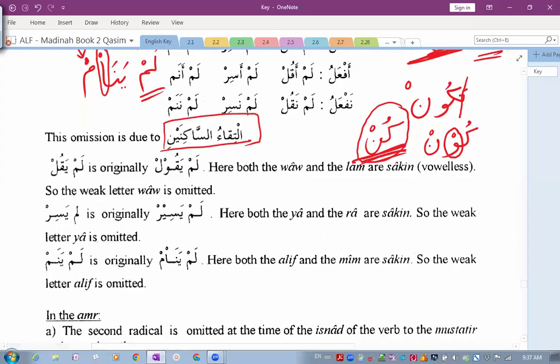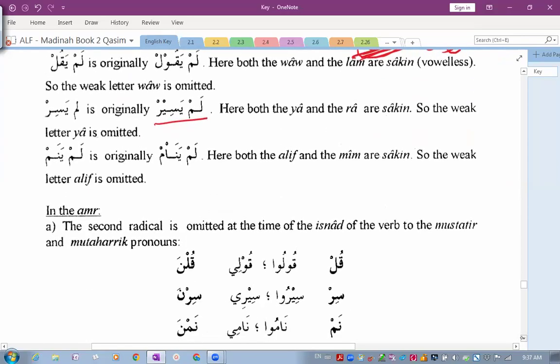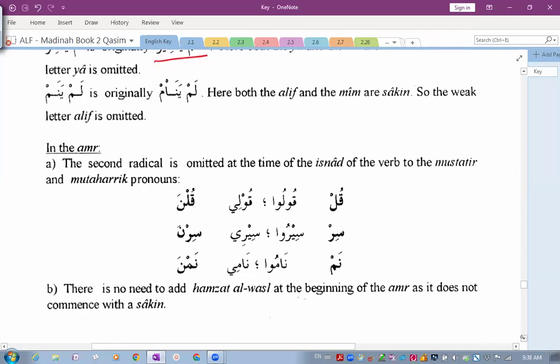Okay, so let's continue. Lam yakul is originally lam yakul. Here both the waw and the lam are sakin, vowelless. So the weak letter waw is omitted. Lam yasir is originally lam yasir. Here both ya and ra are sakin, so the weak letter ya is omitted. Lam yanam is the same story over here. So this we know.